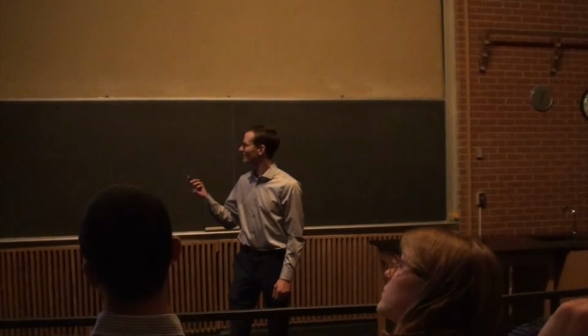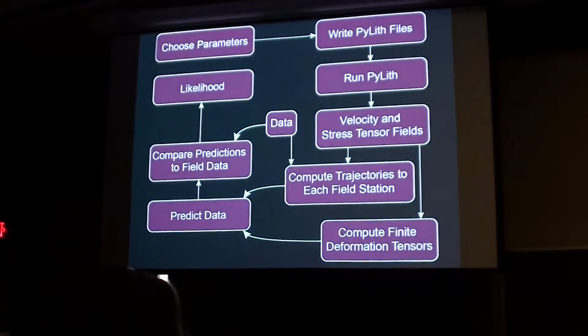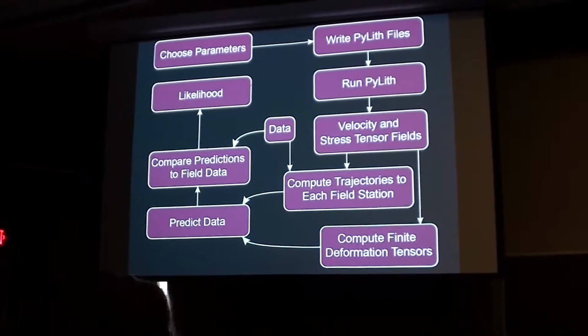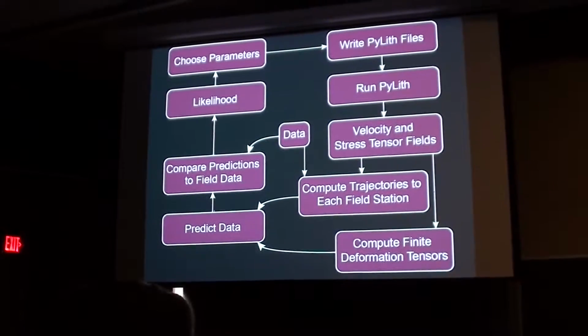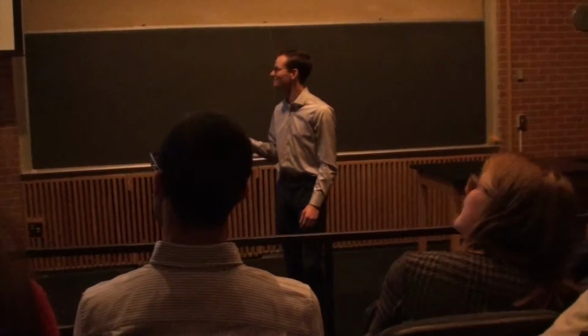Finally, we compare the predictions to the field data to get a likelihood, which is how likely it is that the parameters fit the data that we have. Then we run it over again, changing the parameters a bit, and we run this over and over again until we find the maximum likelihood. This is called a maximum likelihood estimate.